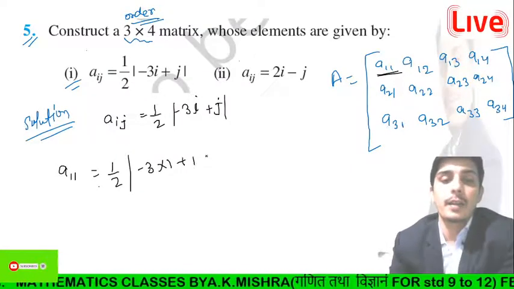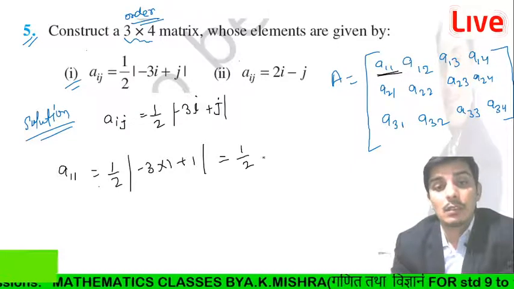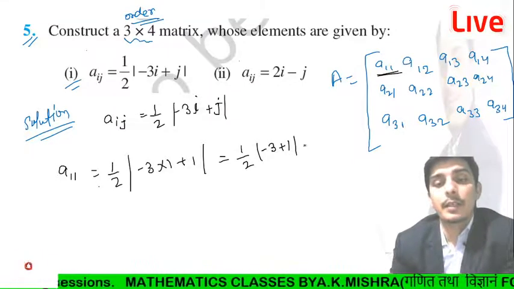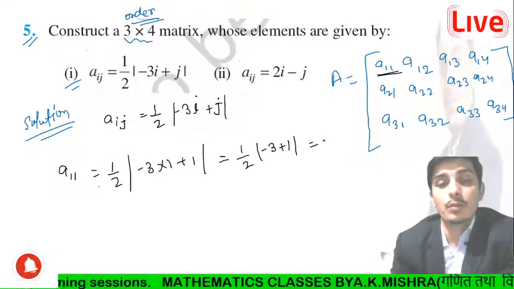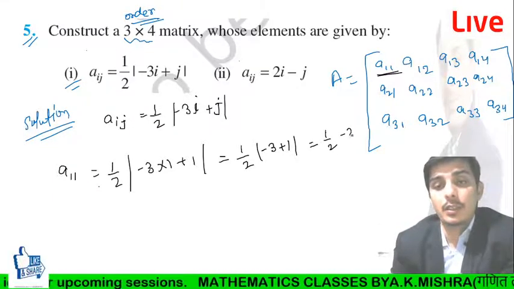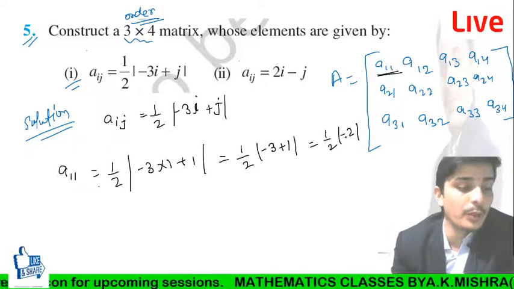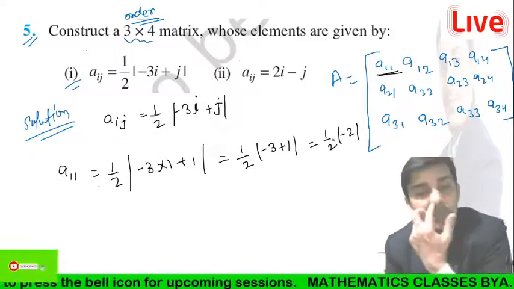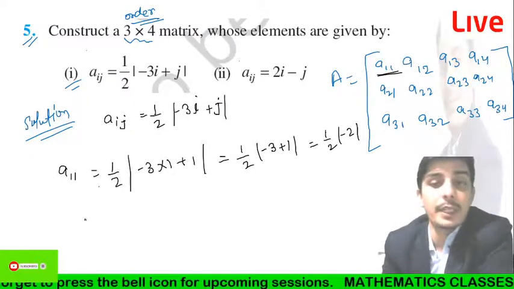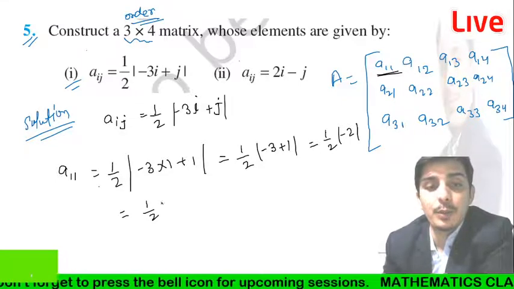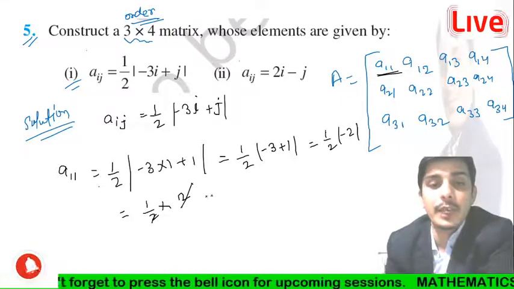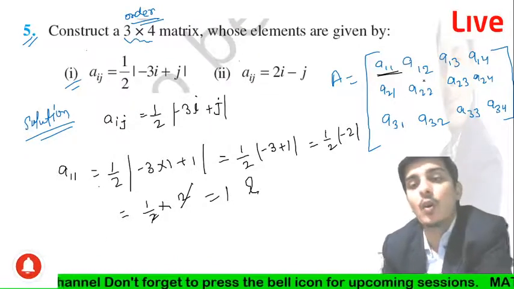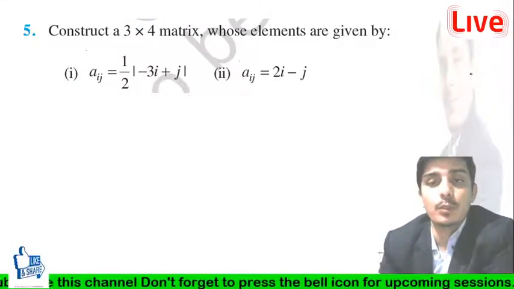Okay, guys, and after multiplying we will get the value minus 3 plus 1, and after adding it will be minus 2, right? And when we open this mod and remove the mod, what can we write here? Plus, because we know that modulus converts the negative sign into the positive, and it will be 2 into 1 by 2 into 2, and after dividing we will get the value 1. So this value will be 1, and similarly you can find all the terms A12, A13, A14, right?